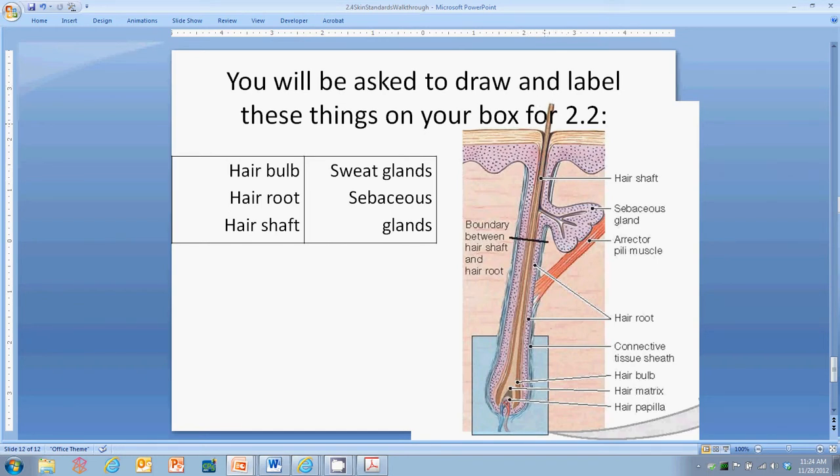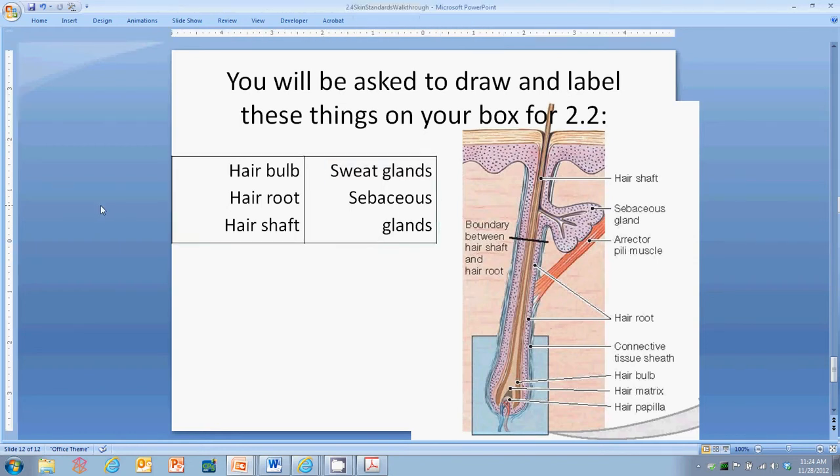So draw your hair coming down, a little tube thing. You can draw this too if you want to be more accurate. You can draw coming down from the epidermis. But it's okay, you can just draw the hair coming down and draw that circle. The bulb is down below. The hair root is above that. And then the hair shaft is above that. And make sure your hair comes out of your skin.